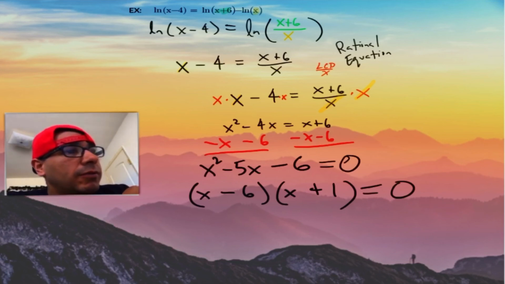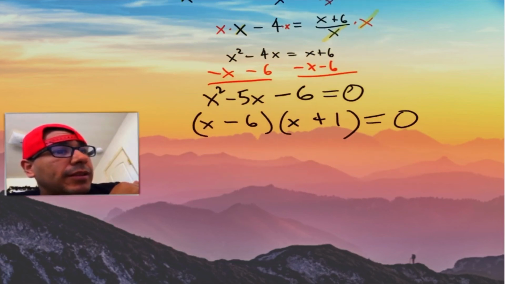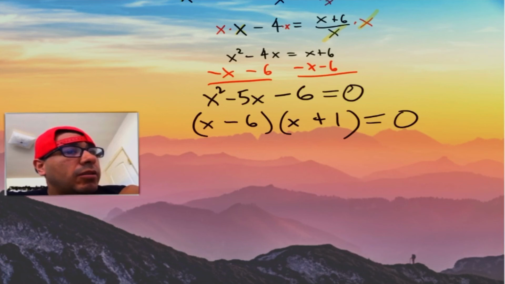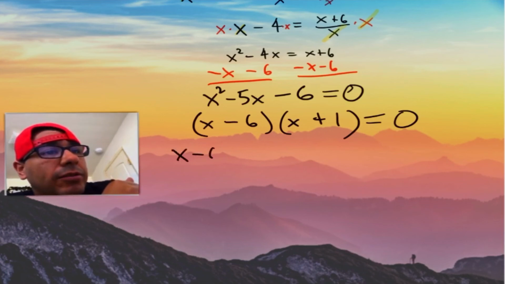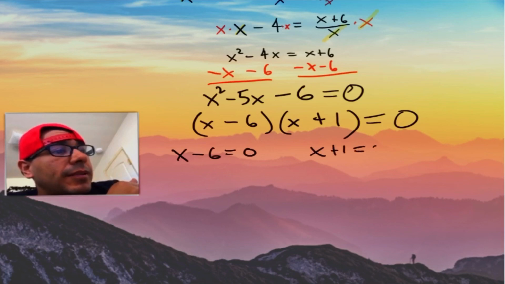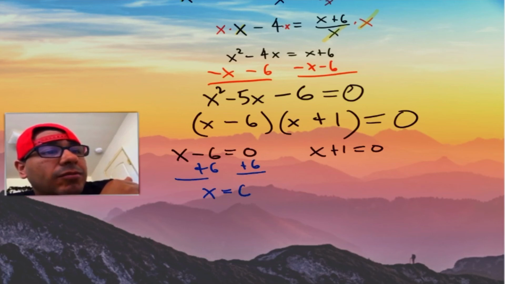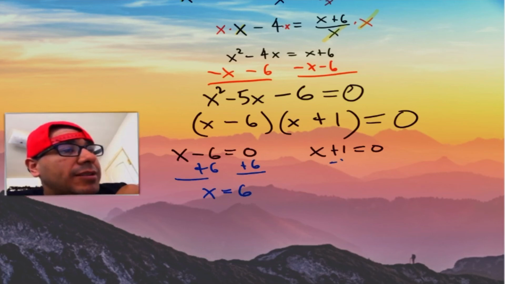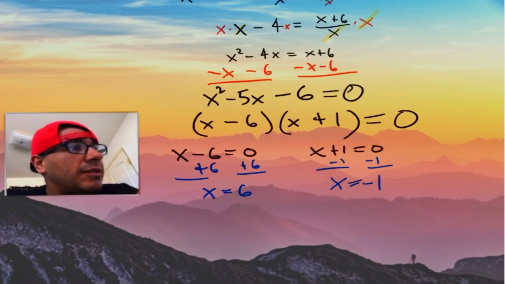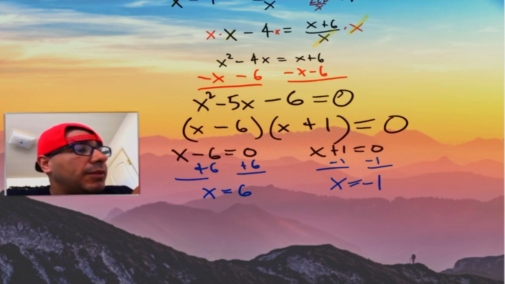Cool, so let's move everything up. And now we're going to go ahead and set each one of these factors equal to 0. So on this first one, we'll add 6 to both sides. So one possible answer is x equals 6. And our second equation here, we have x equals -1 as a possible answer. So let's do a little recap. We're not done, but I want to recap. Let me group everything together.